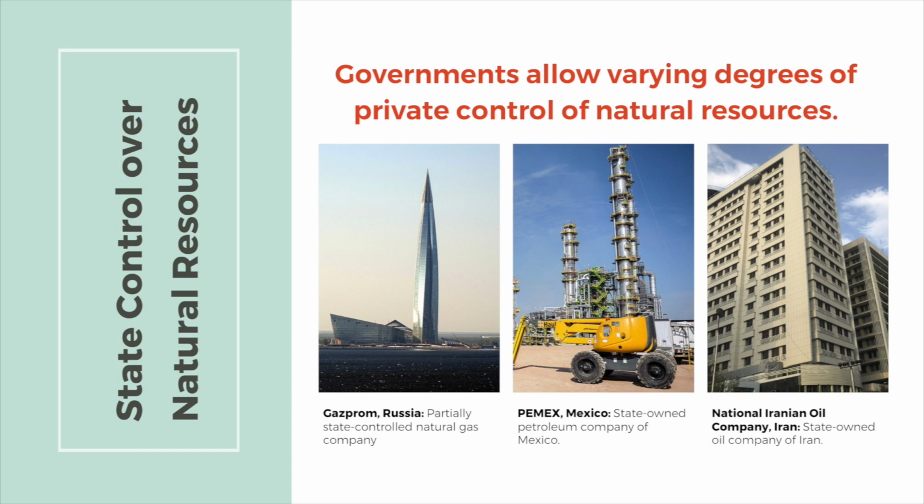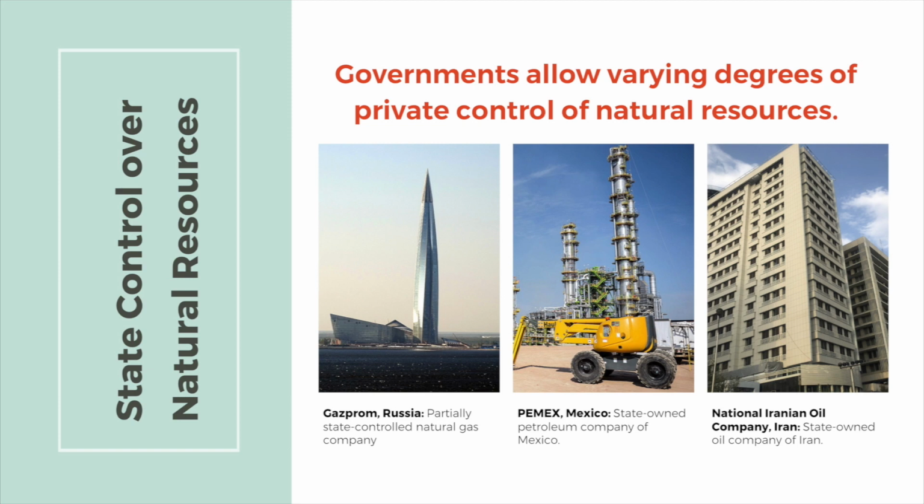All of the countries that we will study control some natural resources to some extent, but the degree of private control over natural resources varies. Of the countries that we study, the United Kingdom allows the most private control of natural resources, and China allows the least. Russia, for example, owns a majority stake in Gazprom, a natural gas company in Russia.